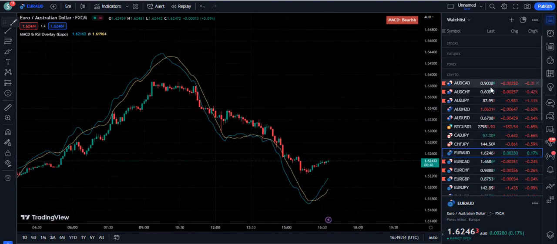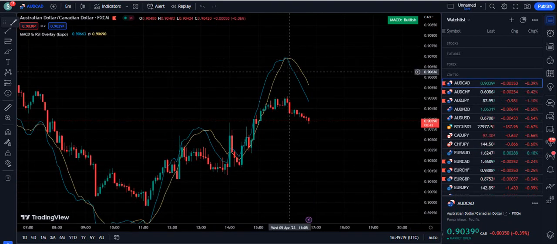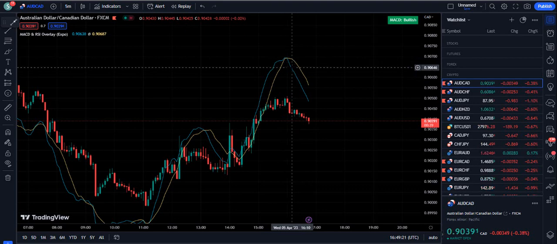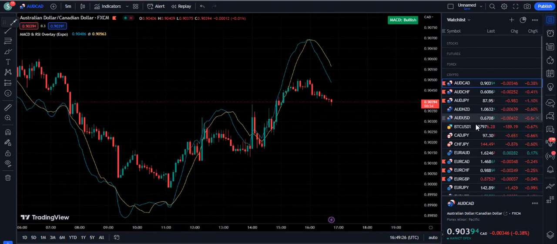Okay, so as I can show you, there are two lines by which you can do trading. One is the yellow line, the other one is the blue line, right? So I'm going to explain the role of these two lines in this video.